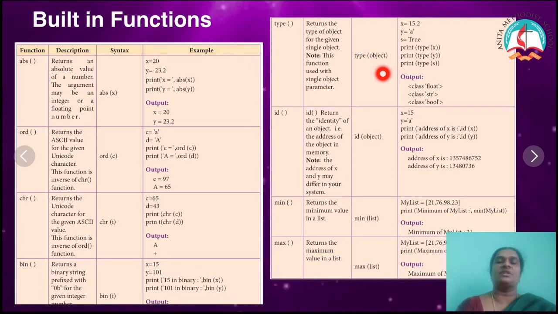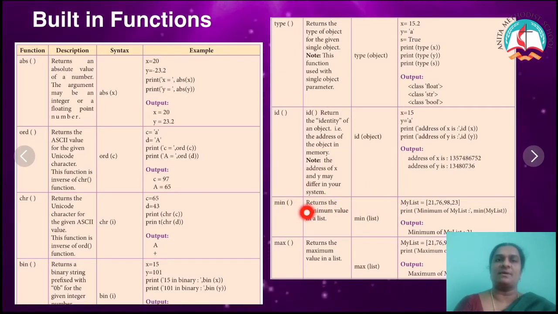And then type function returns what is the value given. For example, if it is 15.2, it returns it is a float value. And then a, small a, it represents the string. And then true or false. You already know true or false is what value? Yes, it's a Boolean value. And then ID. What is ID? So ID returns the memory address that is located in the computer. That is called as ID.